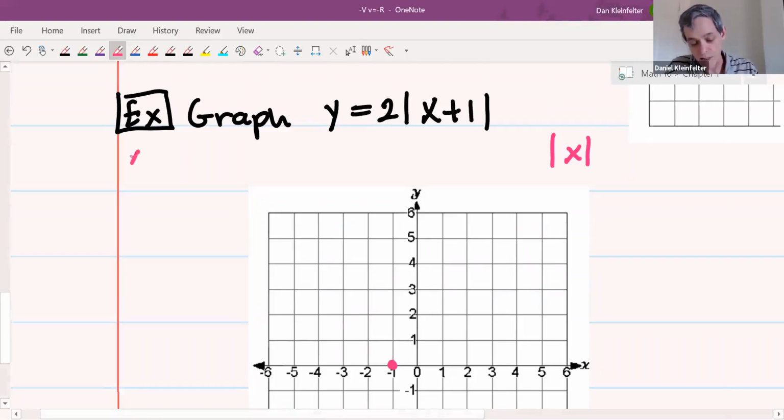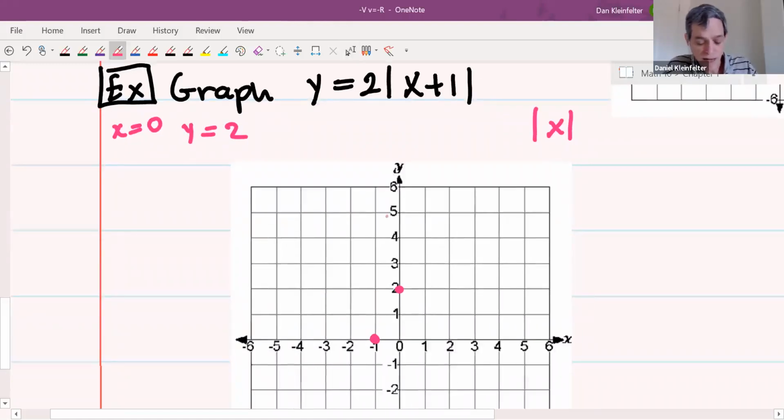So you can also do this by just dropping in a couple of points. For example, when x is 0, what's y? 0 plus 1 is 1. Absolute value of 1 is 1, times 2 will give you 2. So (0, 2). The shape is going to have a vertical axis of symmetry through the line x equals -1. So if you think about it, that means that at -2, it will have to also be 2.